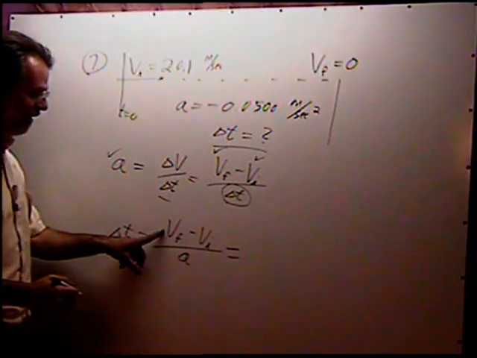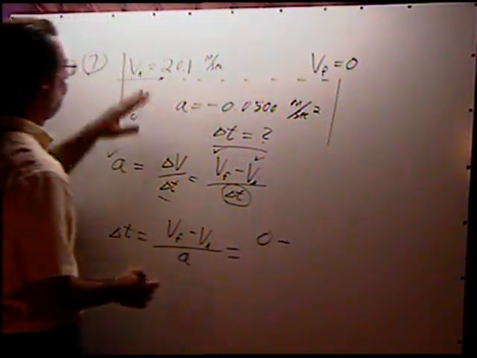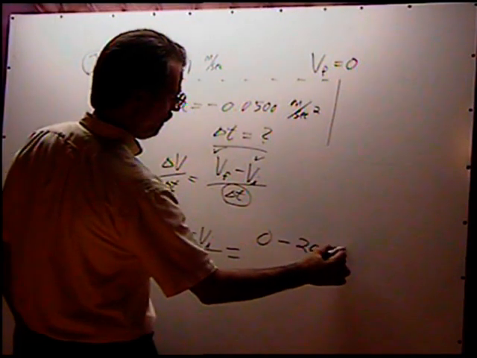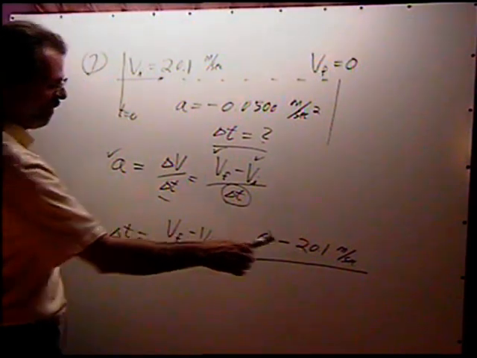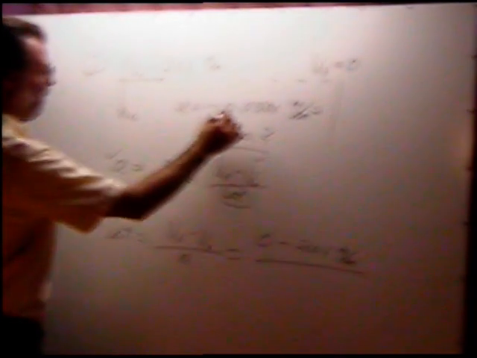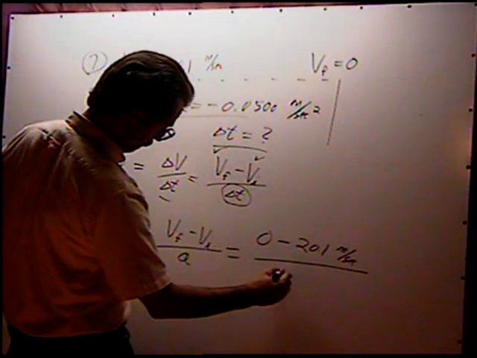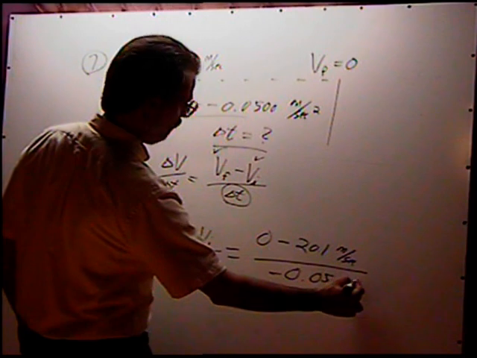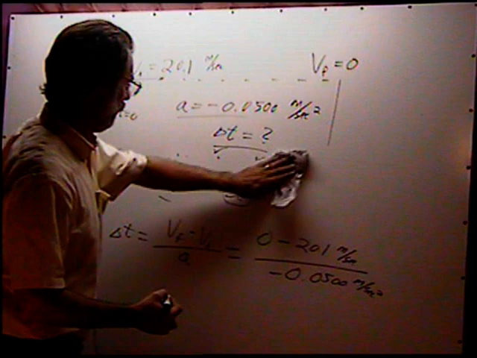The final velocity is 0. Minus the initial velocity, which is 20.1 meters per second. So 0 minus 20.1. Notice that's going to be a negative number, but that's okay. What's the acceleration? The acceleration is a negative number too. So we put the acceleration in, minus 0.0500. Notice 3 significant figures, meters per second squared. And I'm going to write it up here so you can see it.